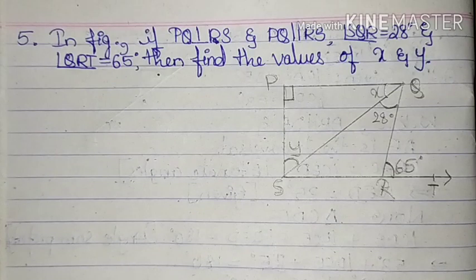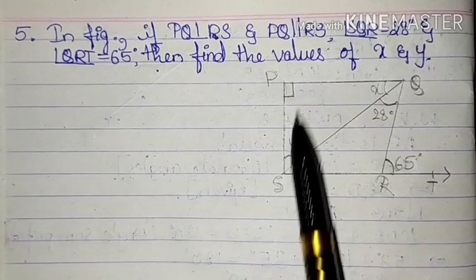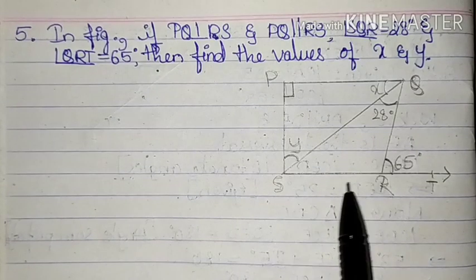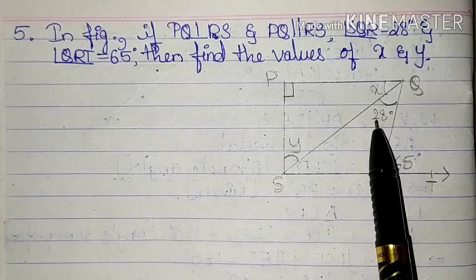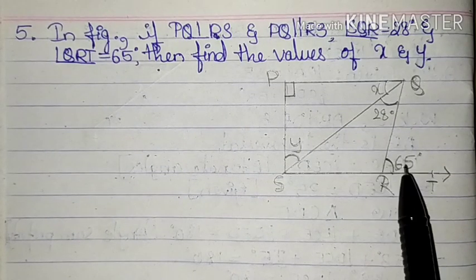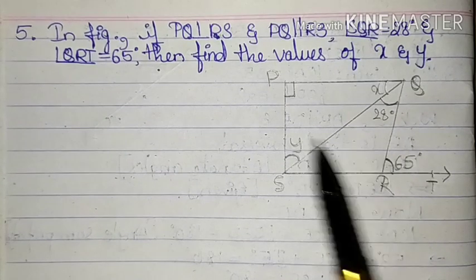Fifth question. In the figure, if PQ is perpendicular to PS, and PQ is parallel to RS, and angle SQR is equal to 28 degrees and angle QRT is equal to 65 degrees, then find the values of x and y.